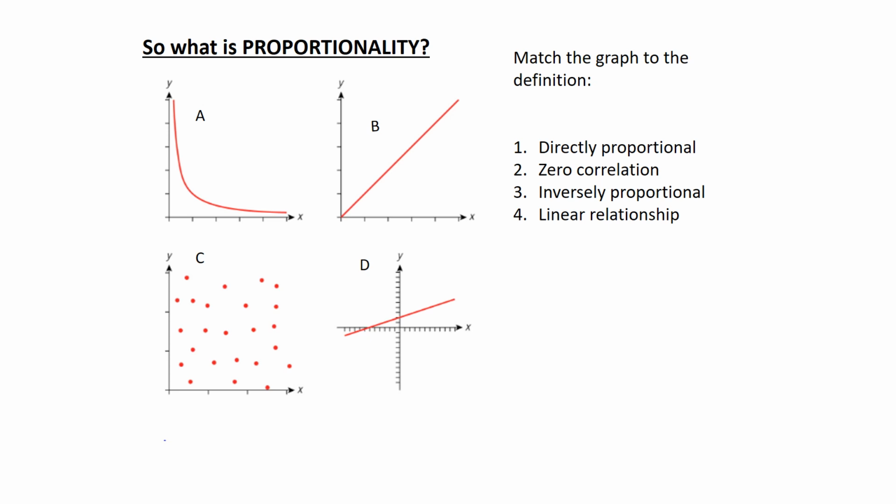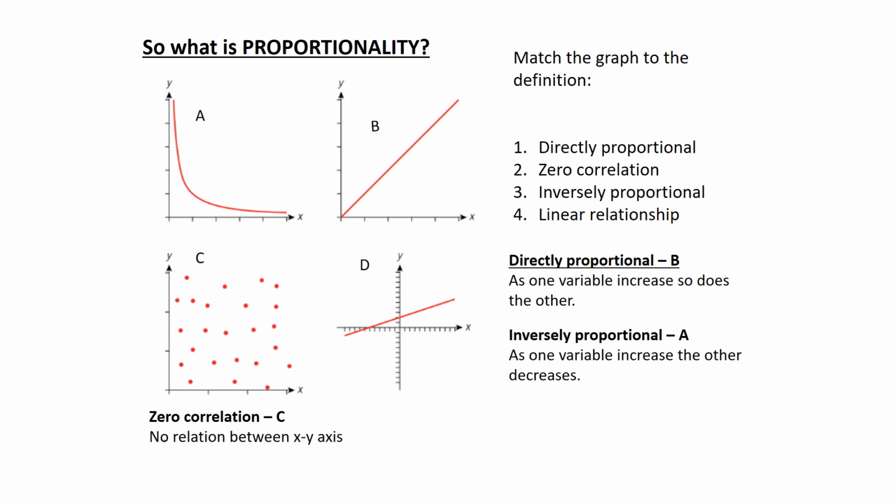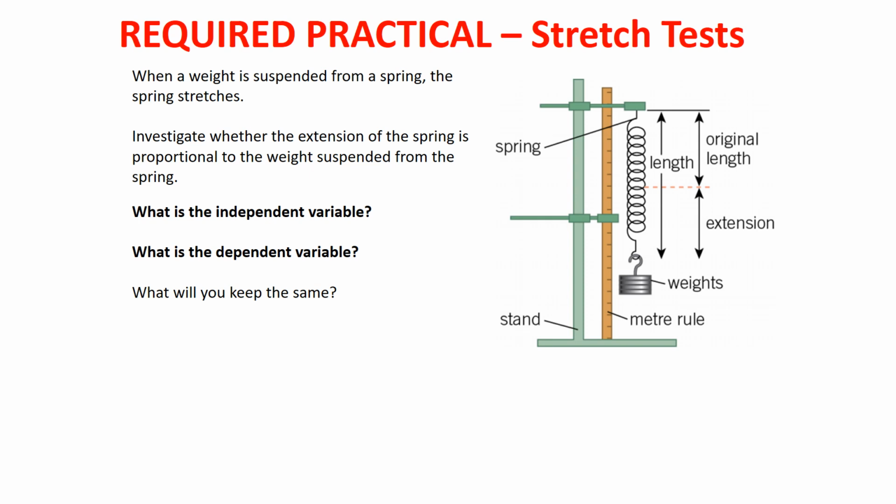And then a linear relationship, and that's graph D. And as you can see, it's a straight line going straight through, but it doesn't start at the origin. And here are the answers. Okay, and they're the clear definitions that might be better than my ramblings like a crazy lady.